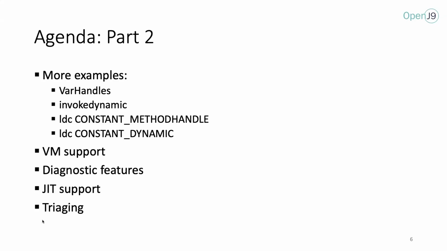Then there will be a transition to Nazim, where he's going to discuss JIT support, what changes and what dependencies we needed over there in order to support OpenJDK method handles. And then there's going to be an example of a failure and how it was triaged, which is going to be JIT focused.